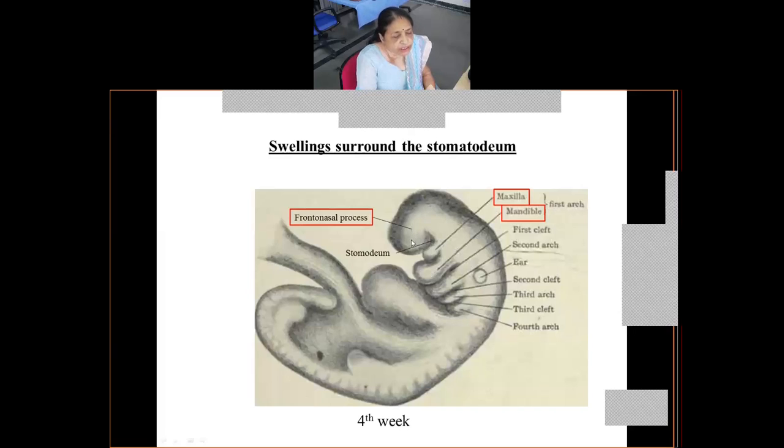Another process will come down in front of the stomodium, known as the frontonasal process. So the stomodium, which will form the oral cavity, is surrounded by 5 prominences. One is the frontonasal process, on both sides there will be the maxillary processes, and on both sides there will be the mandibular processes. Is it clear?